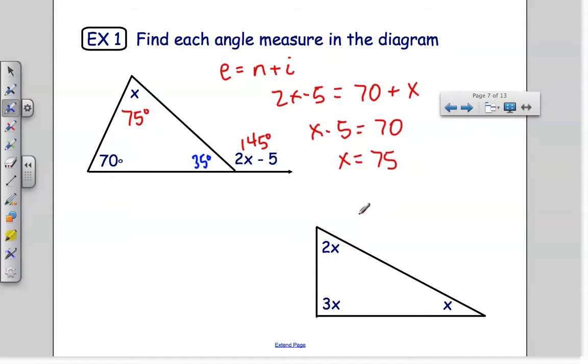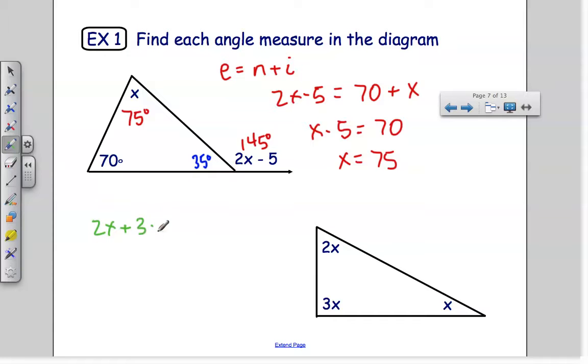Second example does not have an exterior angle, but we do need to find x. So you're thinking, these are the three angles in this triangle. What do you know about the three angles in a triangle? They add up to 180. So I have to add these up.